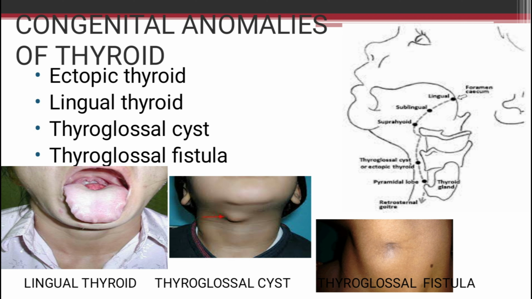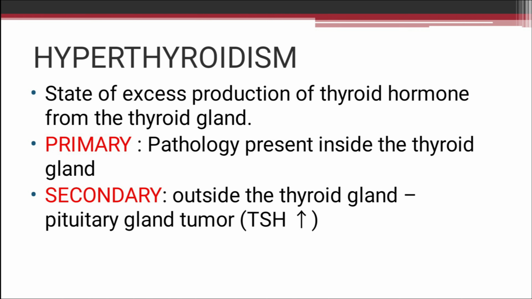Next is thyroglossal cyst, which is a swelling which occur in any part along the line of thyroglossal duct, and thyroglossal fistula, which is caused by burst opening of the thyroglossal cyst. We should also know about agenesis, where an entire lobe of the gland is not formed at all.